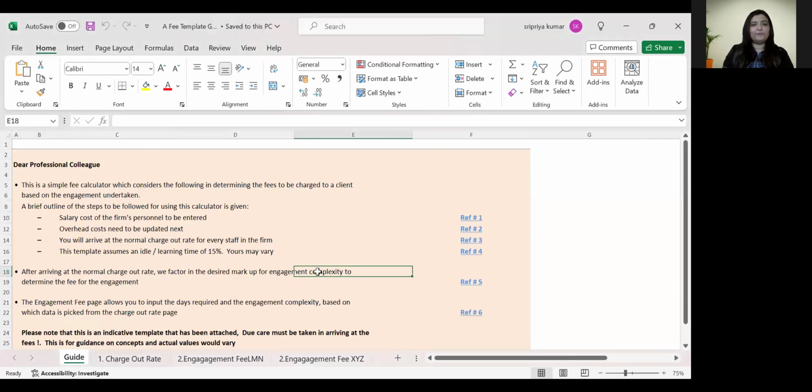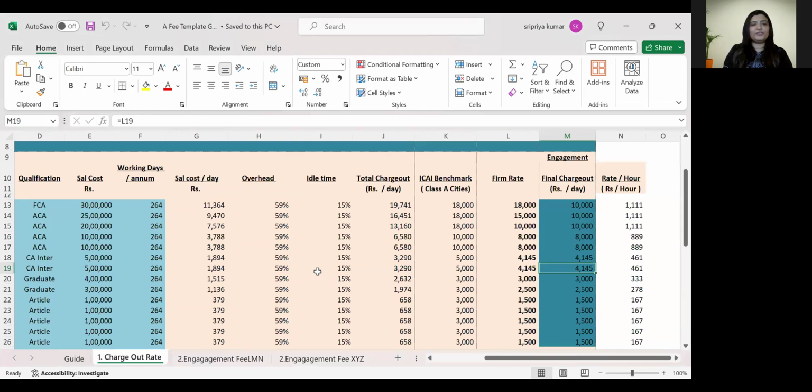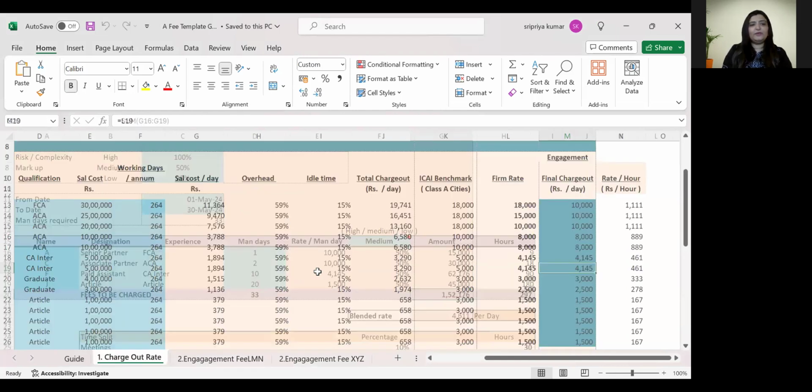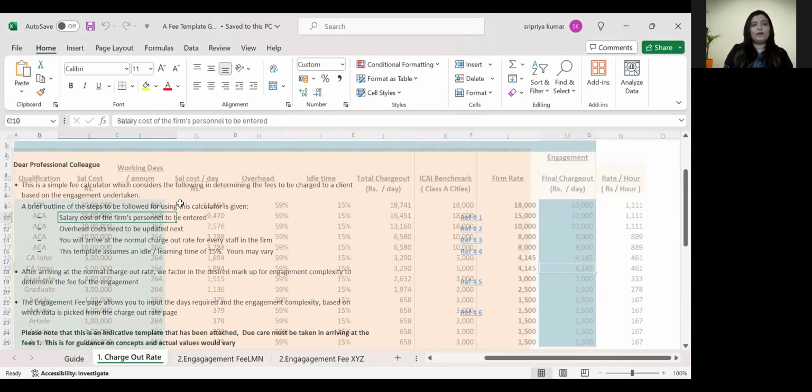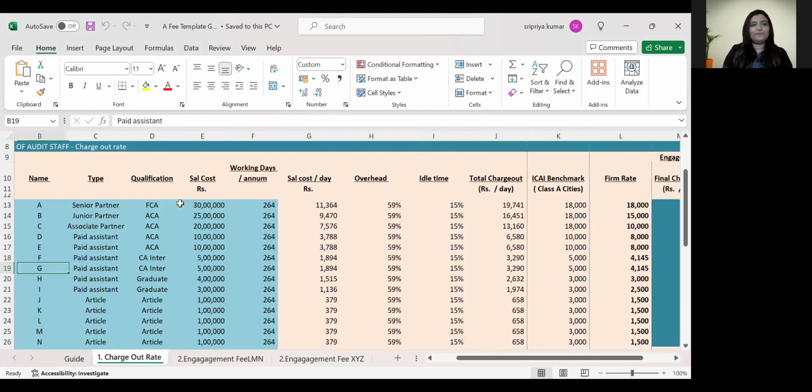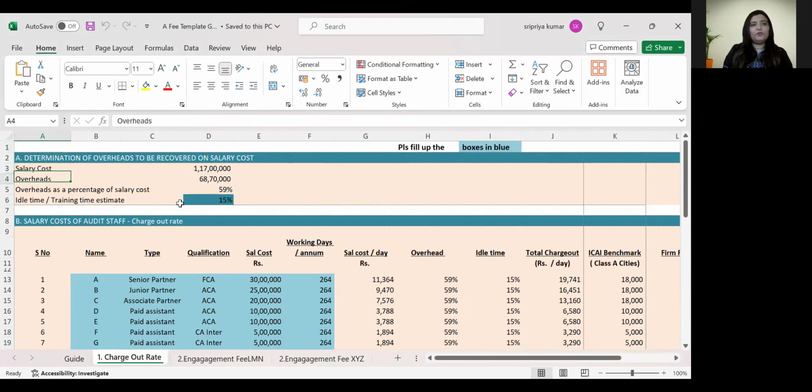So this is the Excel template. It's just got 2 sheets, 3 sheets actually. So this is a simple fee calculator. How do I start? You first read the guide. You don't fill up anything on the first bucket, A.